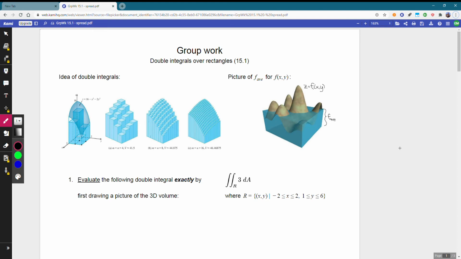Welcome back, everyone. Here we're working through the group work in section 15.1, thinking about double integrals over rectangles. So the first one has us not just estimating, but actually exactly evaluating the double integral given over here.